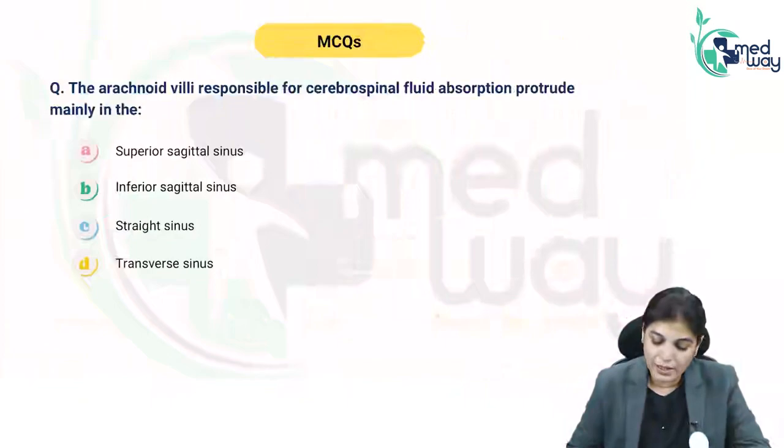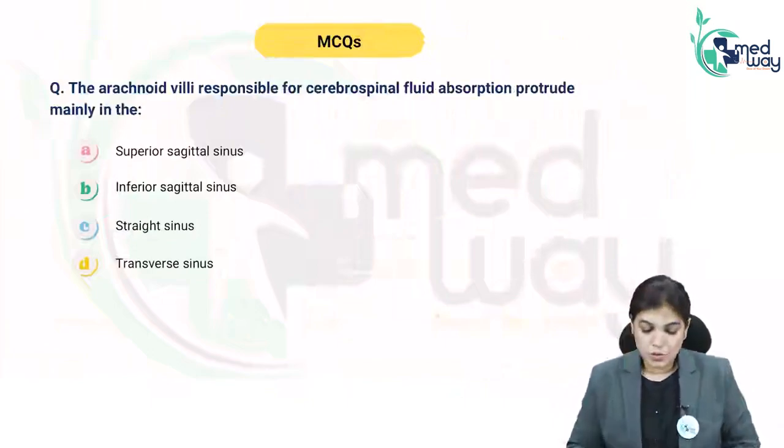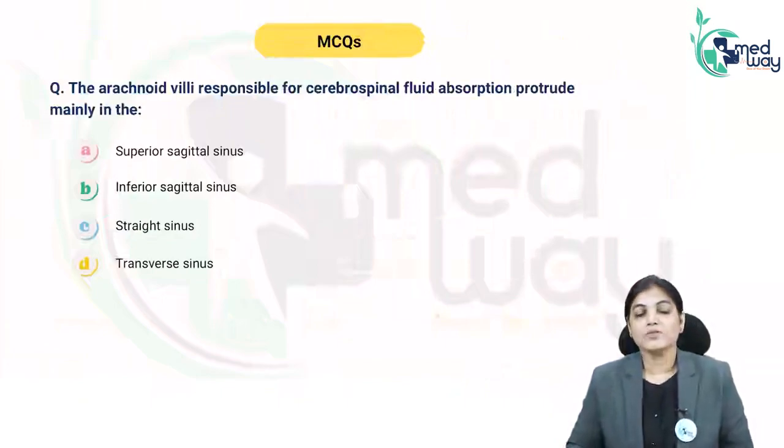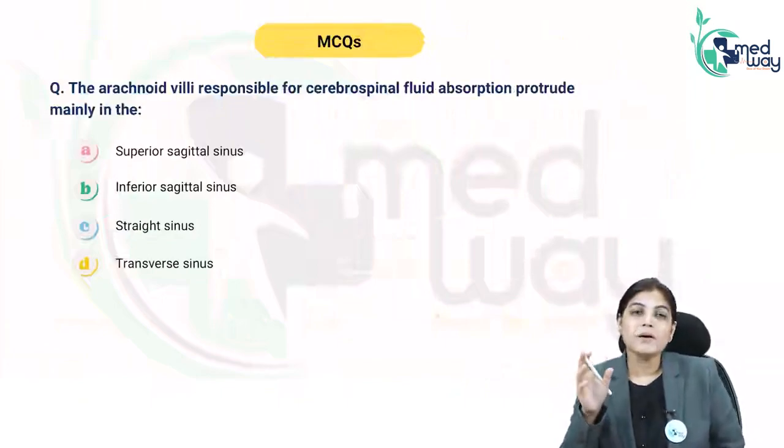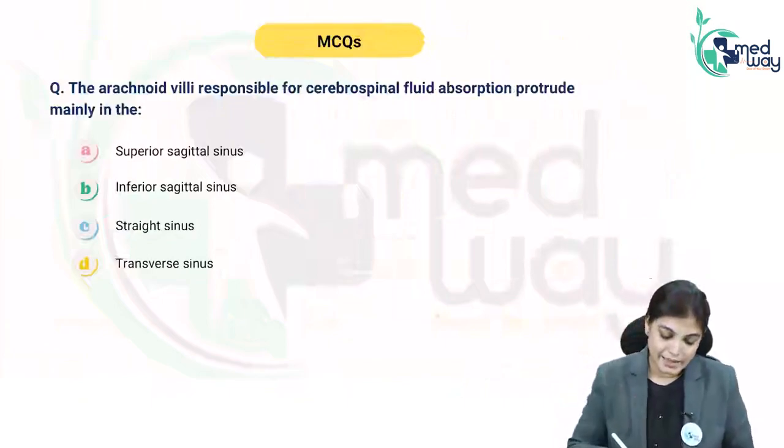Now, the arachnoid villi responsible for cerebrospinal fluid absorption protrude mainly in which of the following sinuses? The options are superior sagittal sinus, inferior sagittal sinus, straight sinus, and transverse sinus. If you remember, I told you the maximum amount of arachnoid villi protrude into the superior sagittal sinus, and that is the right answer.